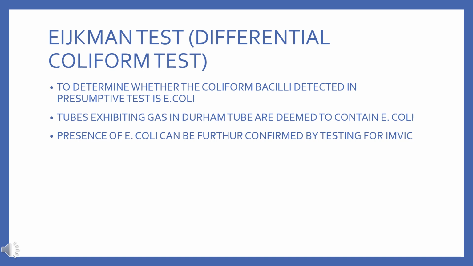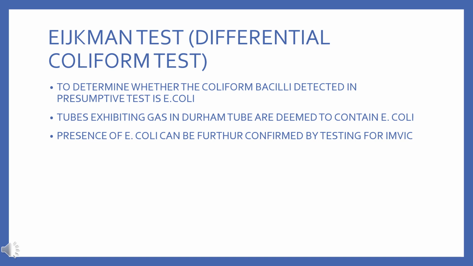For our next test, we have your Eijkman's test, or the differential coliform test. So this looks like your completed test. It is used to determine whether the coliform bacilli detected in the presumptive test is definitely E. coli. So tubes exhibiting gas in the Durham tube are deemed to contain E. coli. Again, a positive result in the Durham tube is the bubbles.